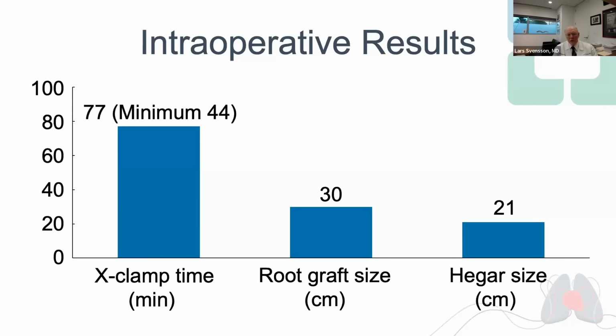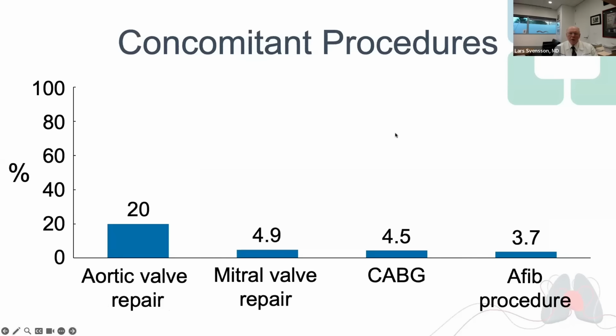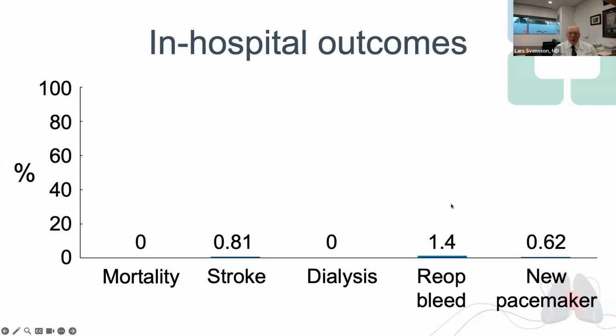If additional things need to be done, like coronary artery bypasses or mitral valve repairs, that adds to the length of the operation. And concomitant procedures, as I mentioned, the mitral valves, coronary bypass, and in that outcomes series of mine, there were no deaths, and the new pacemaker rate is 0.62.